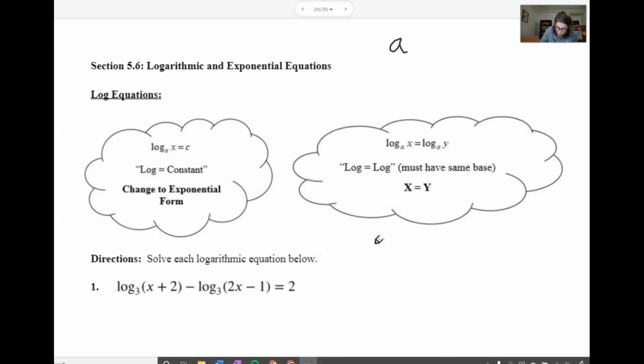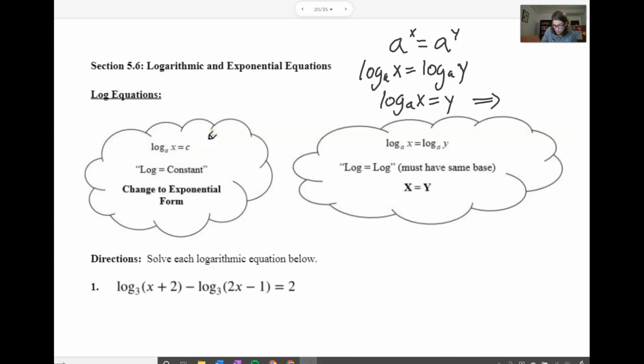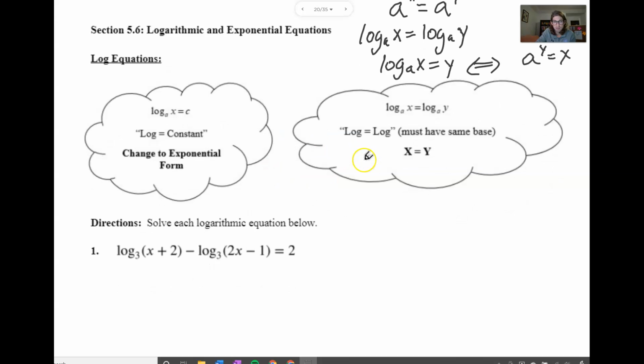We're looking for, can we get bases the same for exponentials? Can we get bases the same for logs? Can we write it as one log on each side, same base? And if not, if we just have log base a of x equals y, then we can go back and forth between the exponential form. These are the things that we're thinking about today.